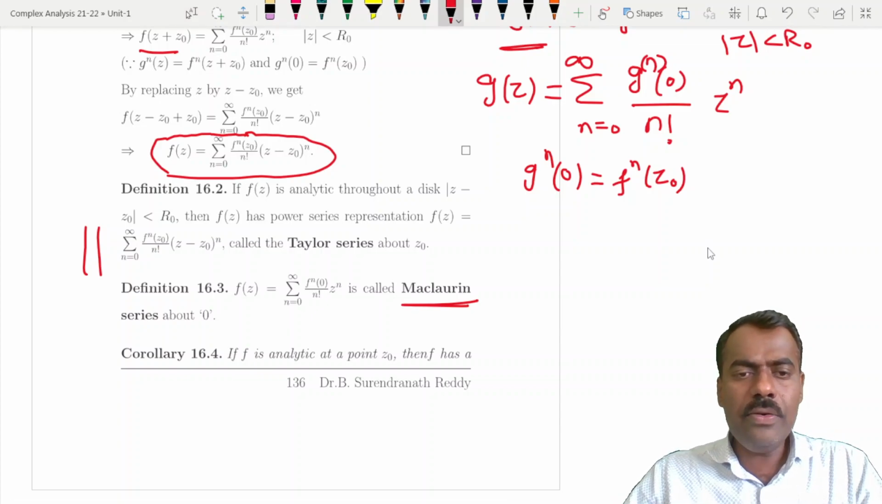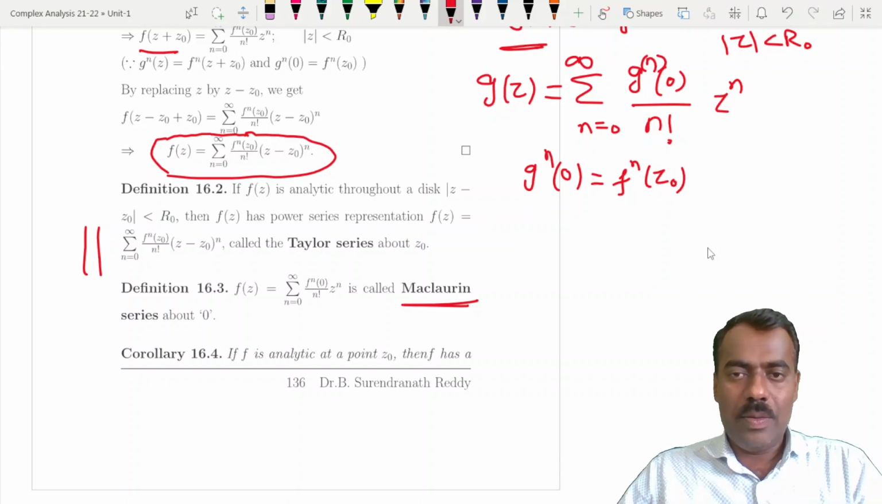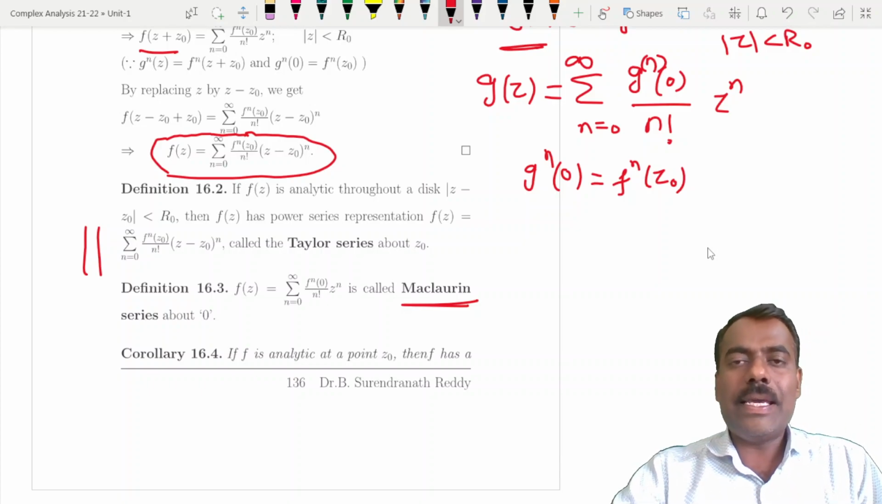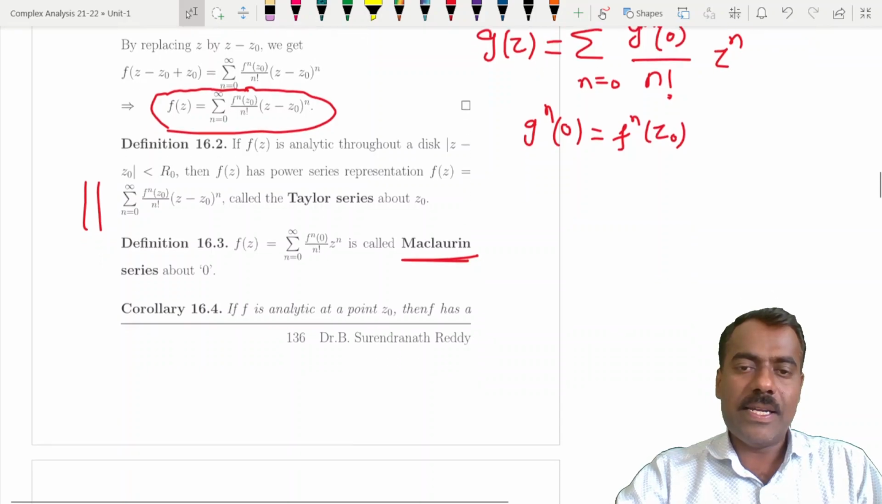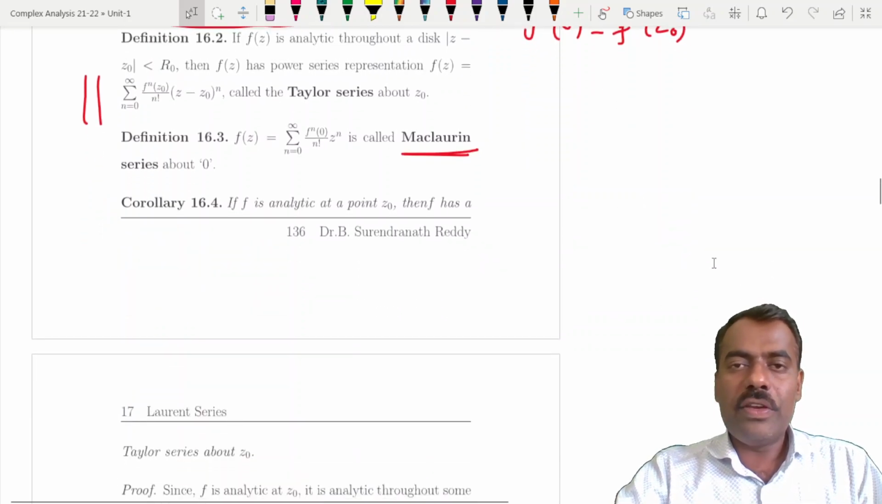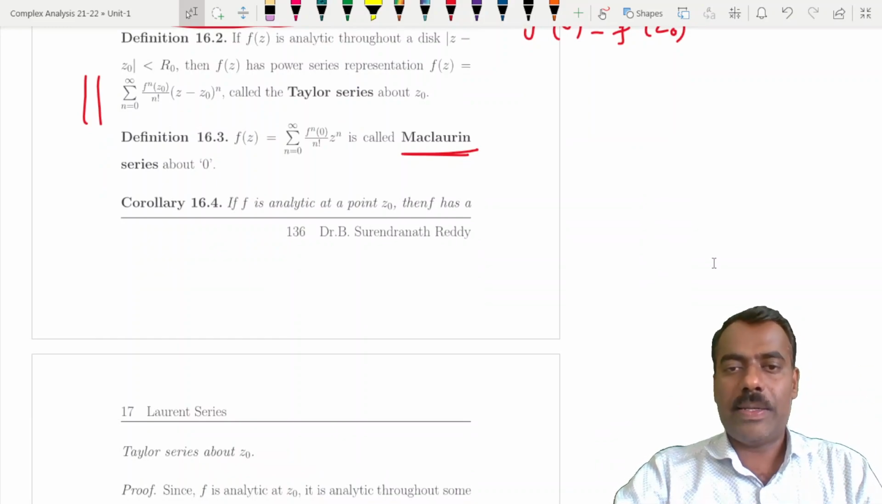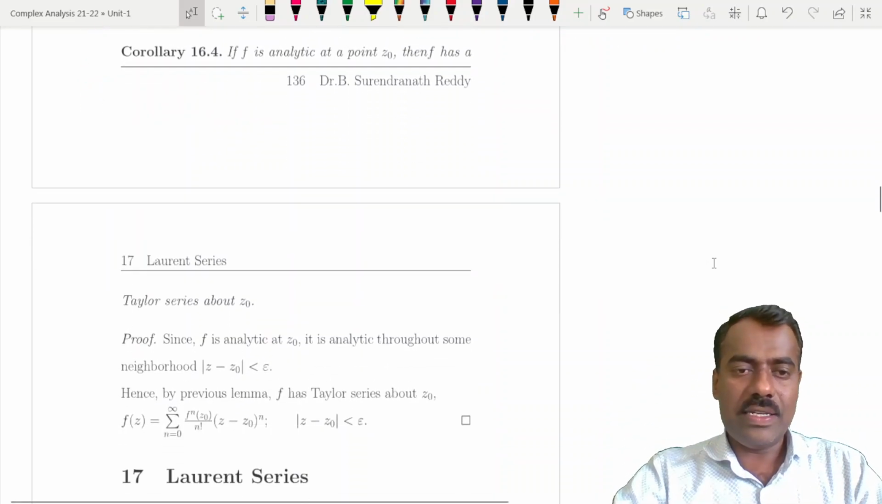Fine. Now if f is analytic at a single point, then also it has a power series representation, because by the definition of analytic, if it is analytic at a point, there exists a neighborhood where it is analytic everywhere. So take that disk, then apply the previous result.